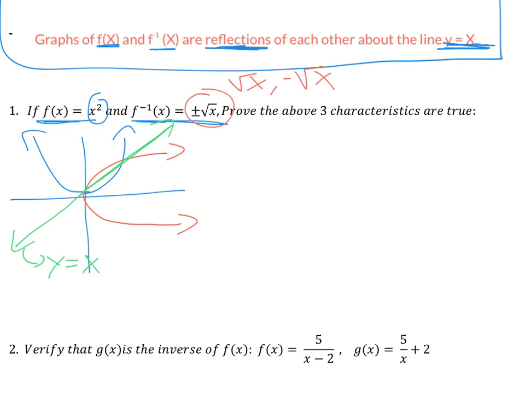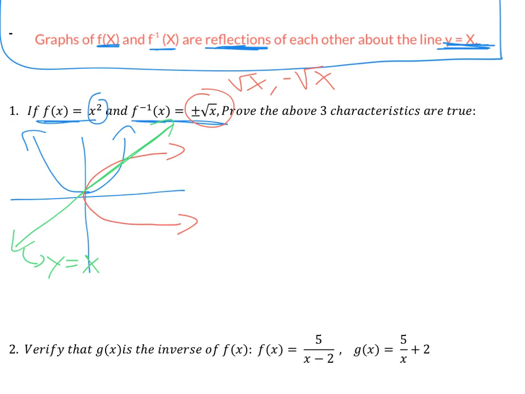And you can kind of see that if you folded this blue parabola over this green line of y equals x, if you fold this part over, it lies on this part. If you fold this part over the green line, it's going to be this part of the red parabola. All right, so we proved the third characteristic. It's symmetric, I guess you could say, a reflection over that line y equals x.